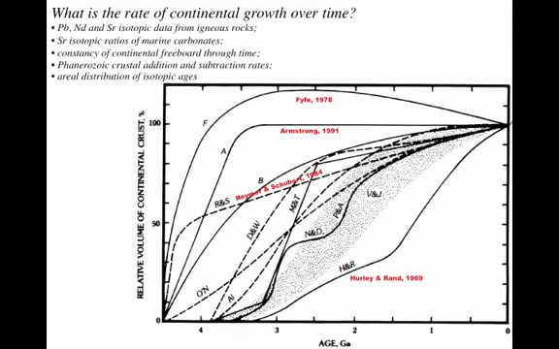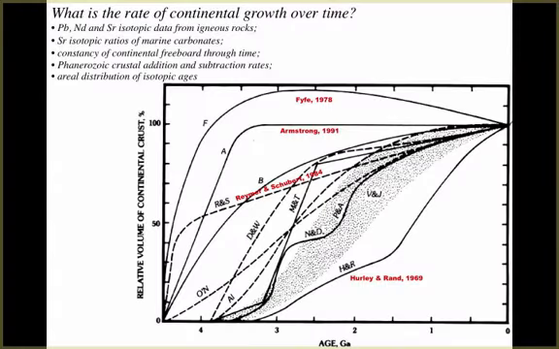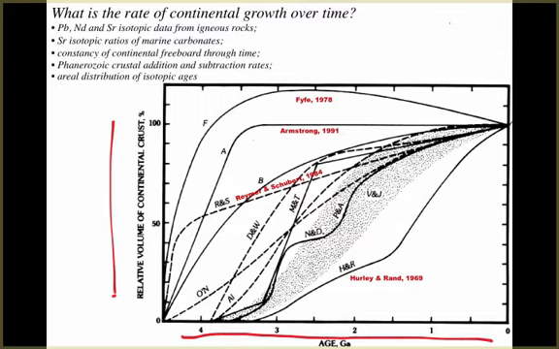If we look at the rate of continental growth over time, and this is based on a variety of data, but including isotopic data and considerations of subduction rates and ages of the crust, you can see that there are a variety of estimates here, but we have the relative volume of the continental crust and the age from the earliest part of Earth's history to today.